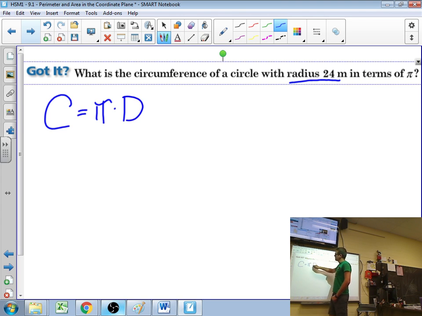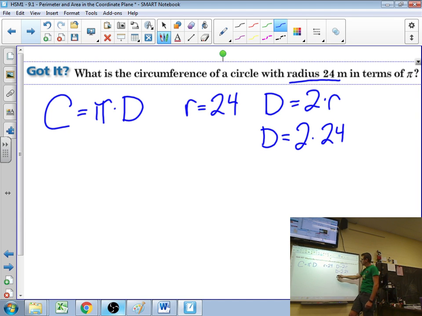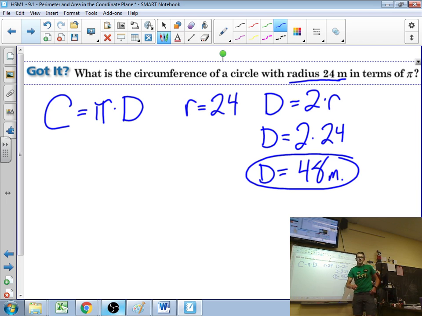I like using my crust equals pi dough formula. I think it's easy, it will always work, and I can either have the diameter given to me or I can find the diameter. So here, I'm given the radius. If I'm given the radius, I know that I can find the diameter because it'll be twice the radius. So if my diameter is twice my 24, my diameter is 48, and I have a label. Make sure to bring that label with you. My diameter is 48 meters.